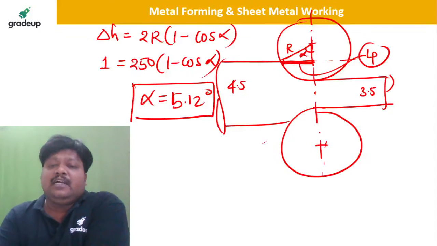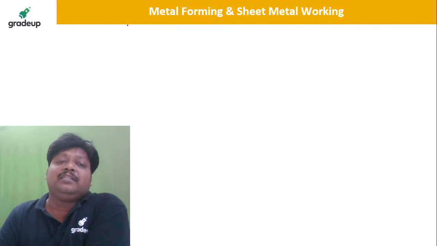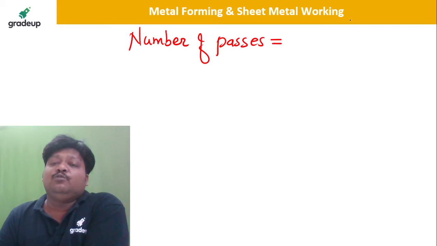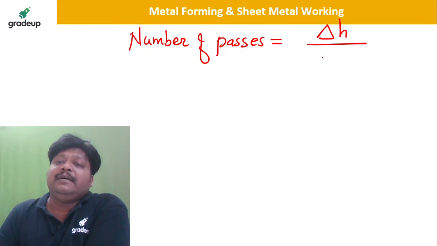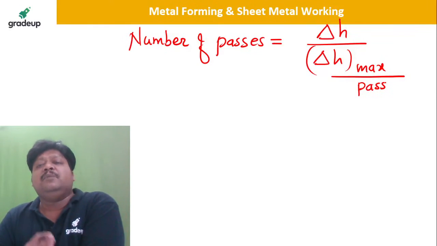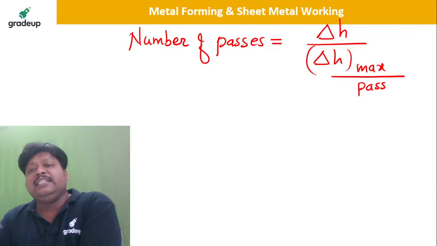Others very good. Now the third thing they are asking is the number of passes required to complete the operation. How to calculate the number of passes? Number of passes is equal to the draft divided by the maximum draft per pass. So the maximum draft per pass will be the denominator here. Delta H divided by the maximum possible reduction per pass.